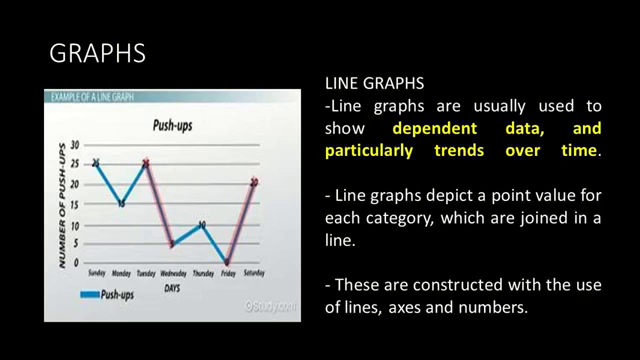These lines imply the dependency of the data across the entire graph, which means if you have a value of 25 on Sunday and a value of 15 on Monday, this means that there are less push-ups made on a Monday as compared to Sunday. That's why the data here is dependent.